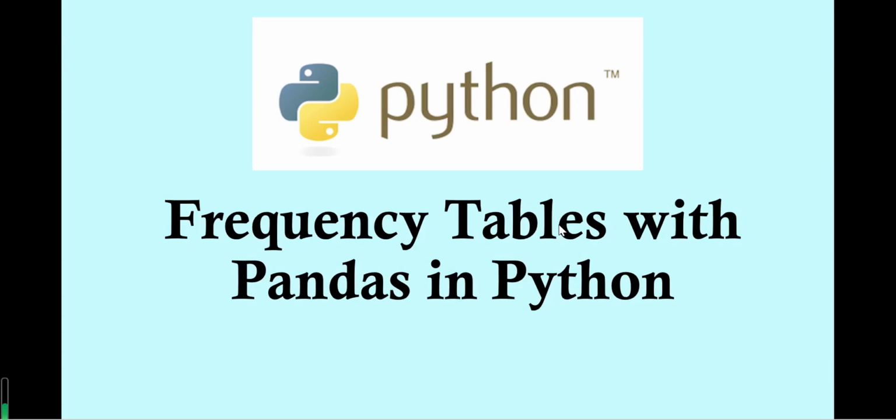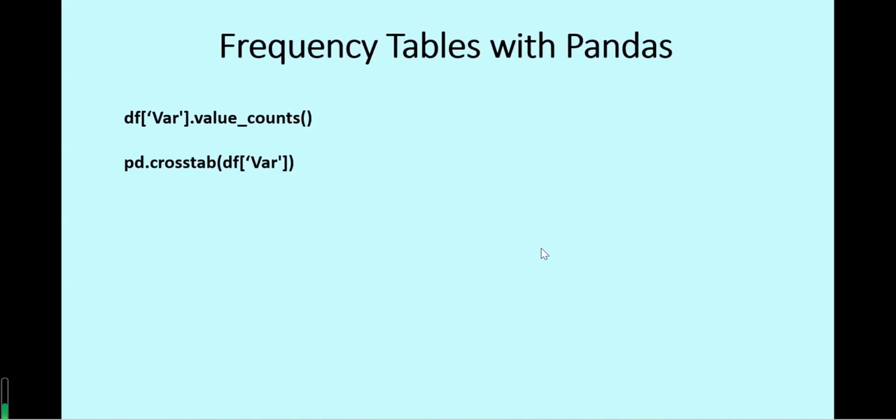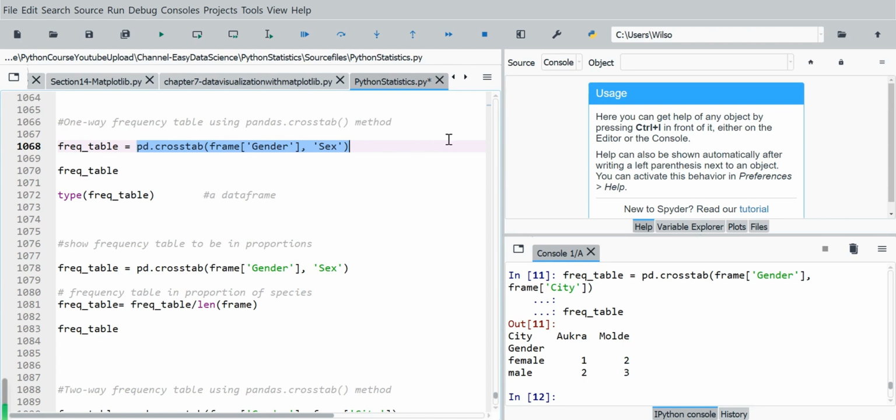In this video, we will show how to create frequency tables using Pandas in Python. So basically, we can use the value_counts method for the data frame's variable to create simple frequency tables. And we can also use the crosstab function in Pandas for one variable or multiple variables. So we will show several examples in Python.